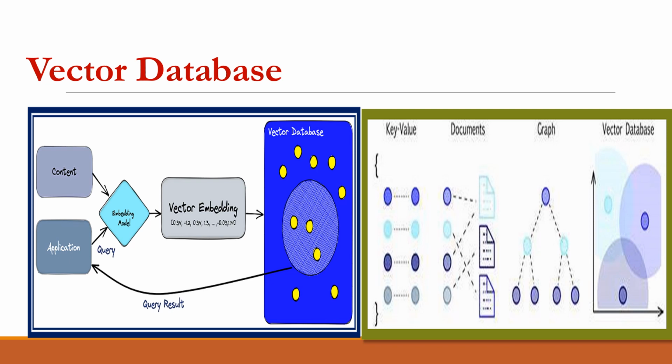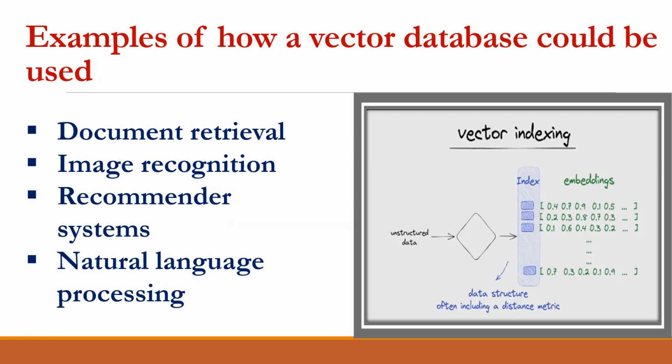For example, imagine you have a database of product descriptions for an e-commerce website. Instead of storing the product descriptions as plain text, you could represent them as vectors in a vector database, where each vector would capture the semantic meaning of that product description, including its overall sentiment, the product features, and other relevant information. So let's take some examples of how a vector database could be used.